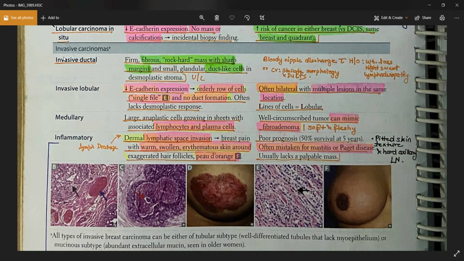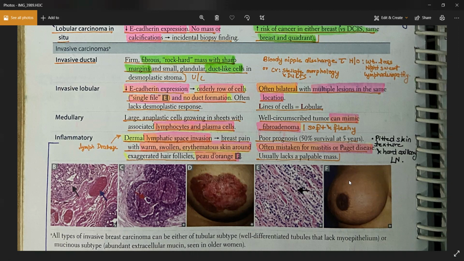Nipple retraction, skin retractions, dimpling of the skin, right? So along with these features, redness, swelling, and pain in the breast, if the patient is also having dimpling of the skin, that will tell you that the patient is having a cancer, not an inflammatory condition, okay?